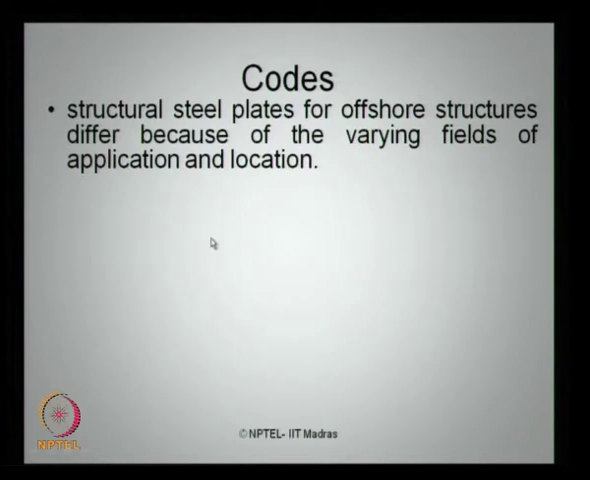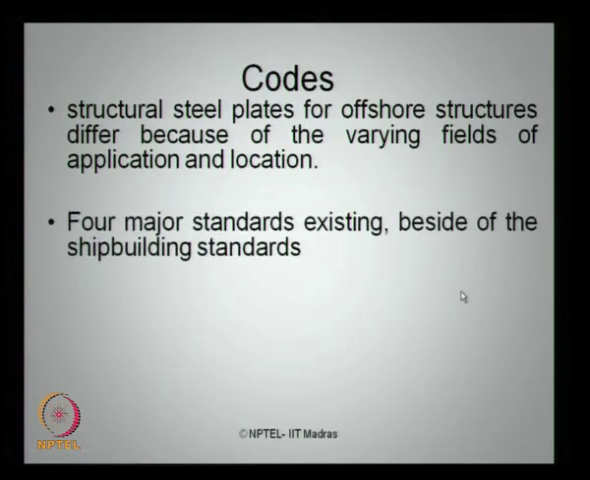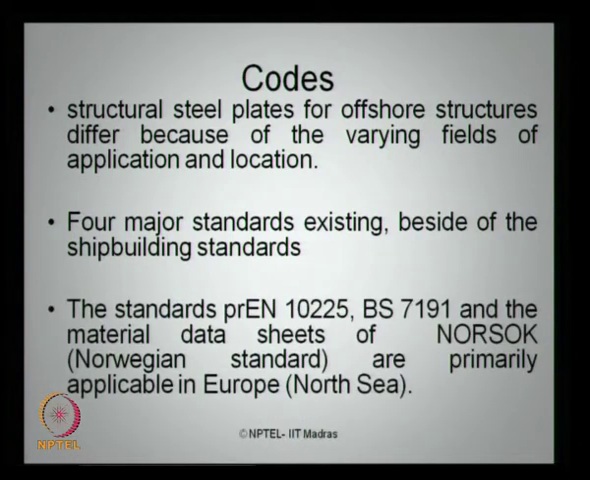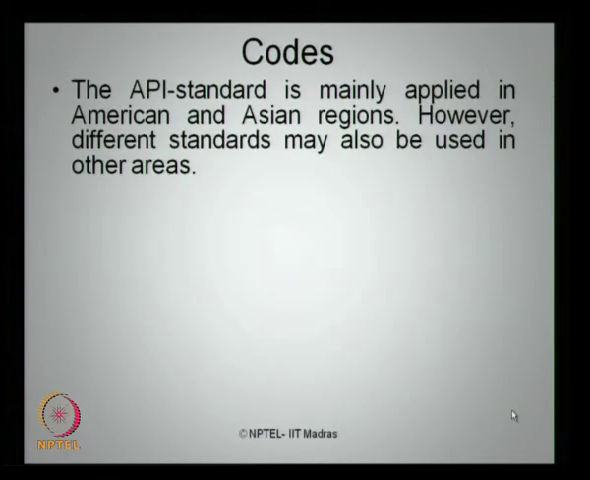Structural steel plates for offshore structures differ because of the varying fields of application and location where they are being used. Four major standards exist besides shipbuilding standards. Let us quickly see what they are. These standards are PREN 10225, BS 7191 and the material data sheets based on Norwegian standards, which are primarily applicable in the North Sea in Europe. The API standard is mainly applied in American and Asian regions. However, there is no bar that these standards cannot be used in other areas.